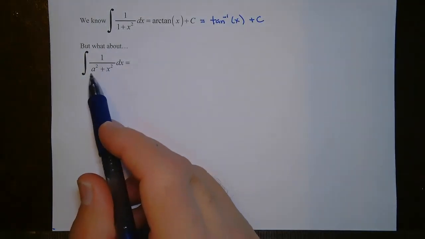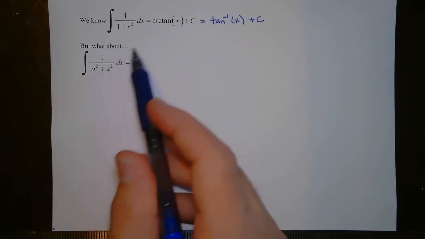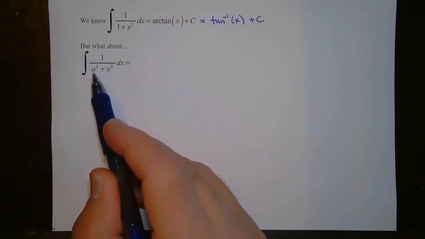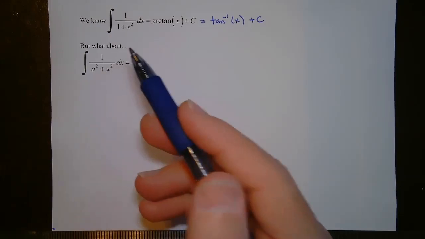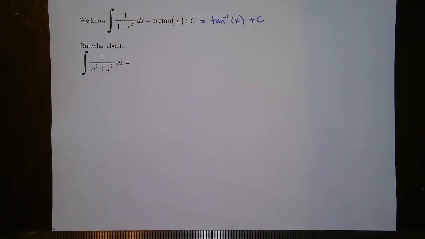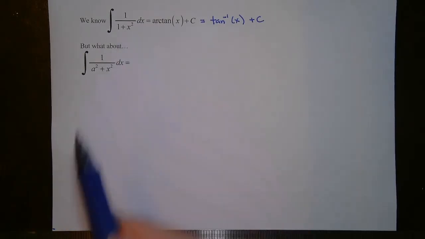What if you have 1 over a squared? What if this was 1, okay, we would know what to do. But what if it's something else? What if this is like 3 squared, or 5 squared, or anything else squared, right? So it turns out that it's also arctan, okay? Because you can complete the square and rewrite this so it looks like this, okay?